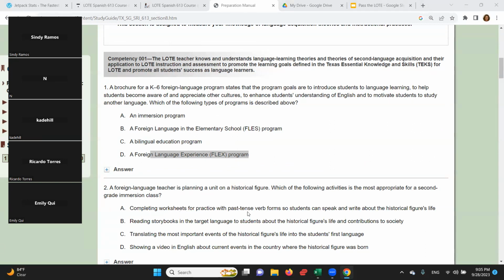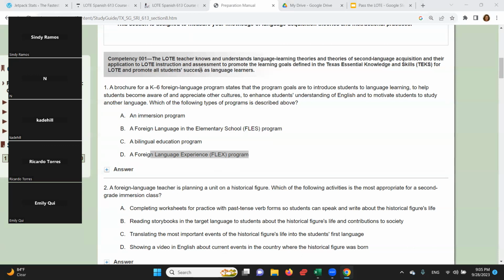Completing worksheets for practice with past tense verb forms so students can speak and write about the historical figure's life. It's probably never going to be worksheets, right? Reading storybooks in the target language to students about the historical figure's life and contributions to the society. That sounds pretty good. Translating the most important events of the historical figure's life into the student's first language. That's probably never going to be right, where it's translating things into the first language. Showing a video in English about the current events. Well, that's not related to L2. Our goal is to try to be teaching in L2.